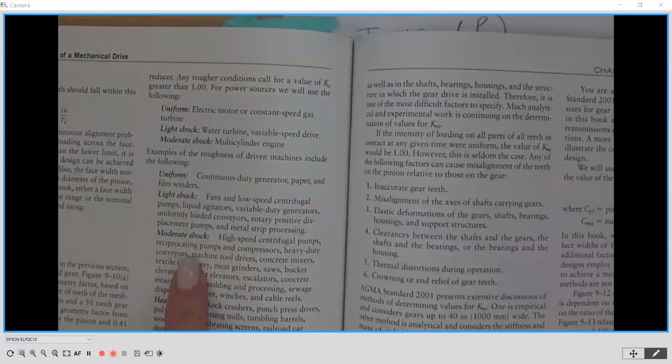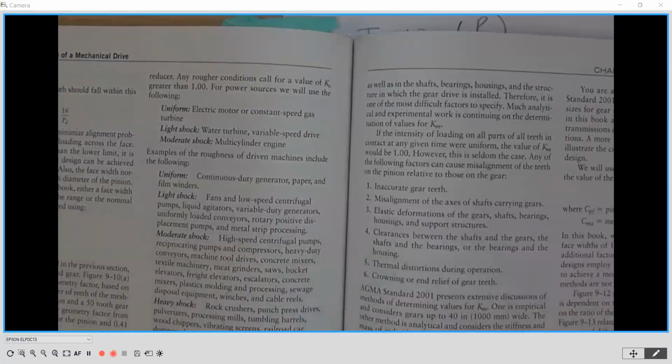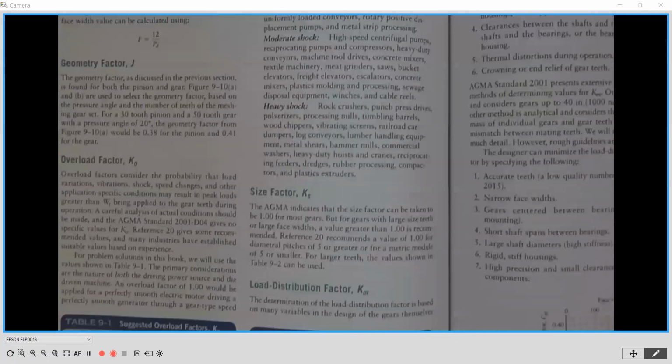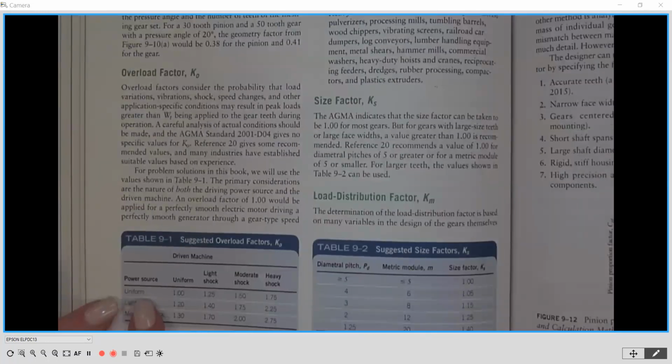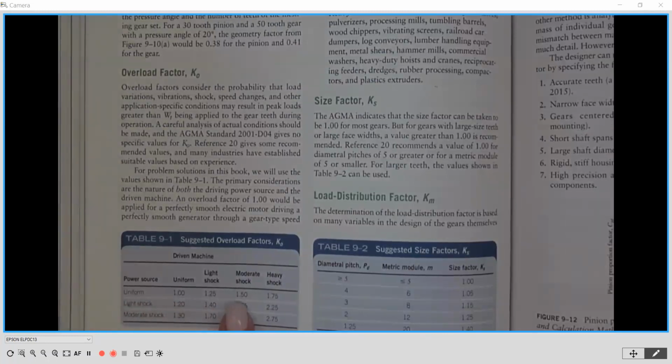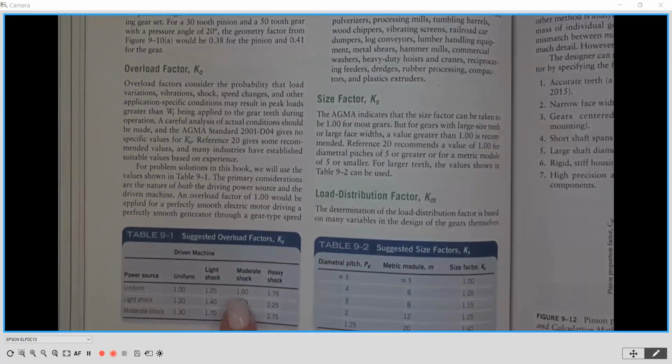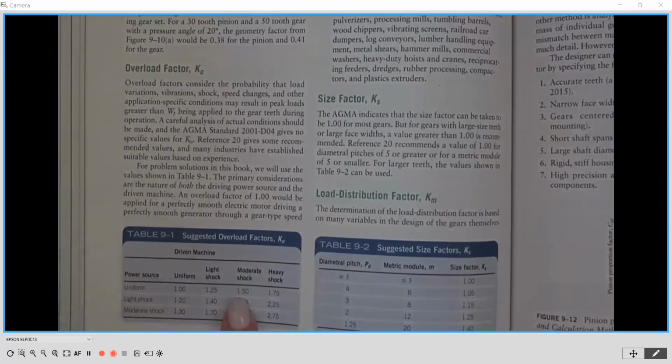Okay. All right. But in the real world, you'll have a little bit more information about what you expect to happen. So we're going to go under the guise of moderate shock. So that means we're going to go on our uniform line down here to the moderate shock column. And our number there for our KO factor is 1.5. Okay. And that's what the book used as well.